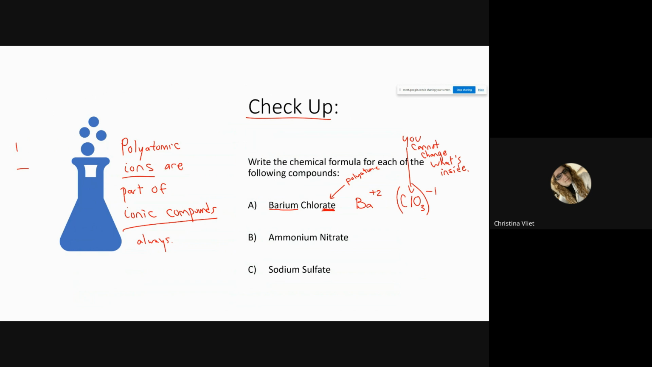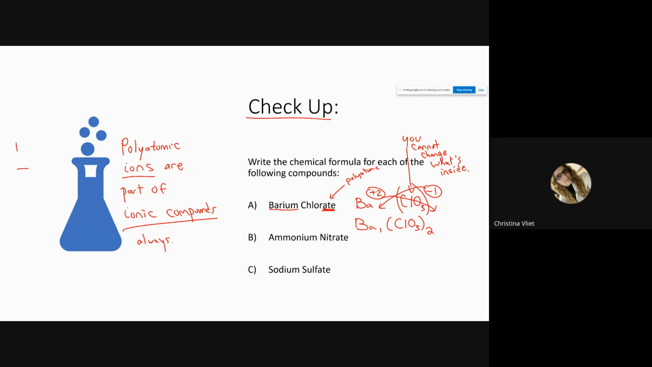Remember we used the crisscross method, so we swap, but this is where you have to be careful. The 2 would come to the outside of the parentheses, and then the 1 would come here, and it would become barium. I don't have to write the 1, but you can if you like, and then ClO3 in parentheses, and you put the 2 on the outside. Make sure to put the amount on the outside of the parentheses.